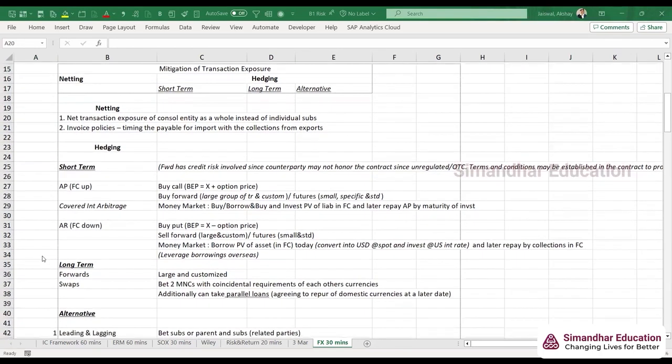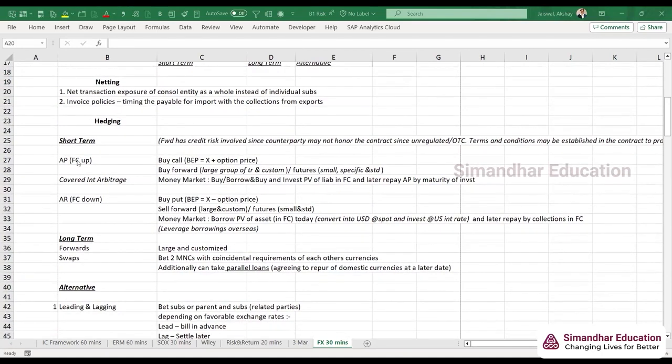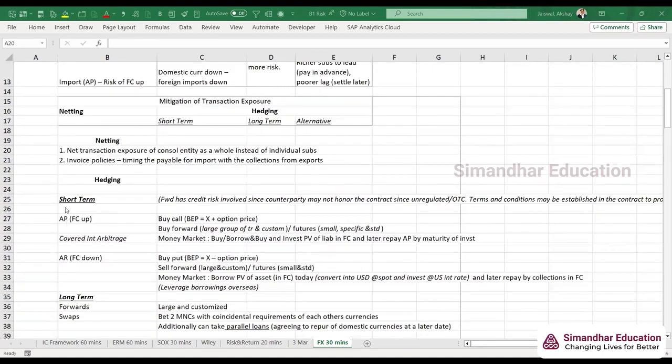Now comes the complicated part, which is hedging. Basically, short-term hedging. We will discuss this, but instead of discussing it here, it will be easier to do the examples themselves, especially of money market hedge. Money market hedge is a little bit tricky. Without the example, you will not be able to understand. But simple things first, we will understand buying forwards or futures, what it means.